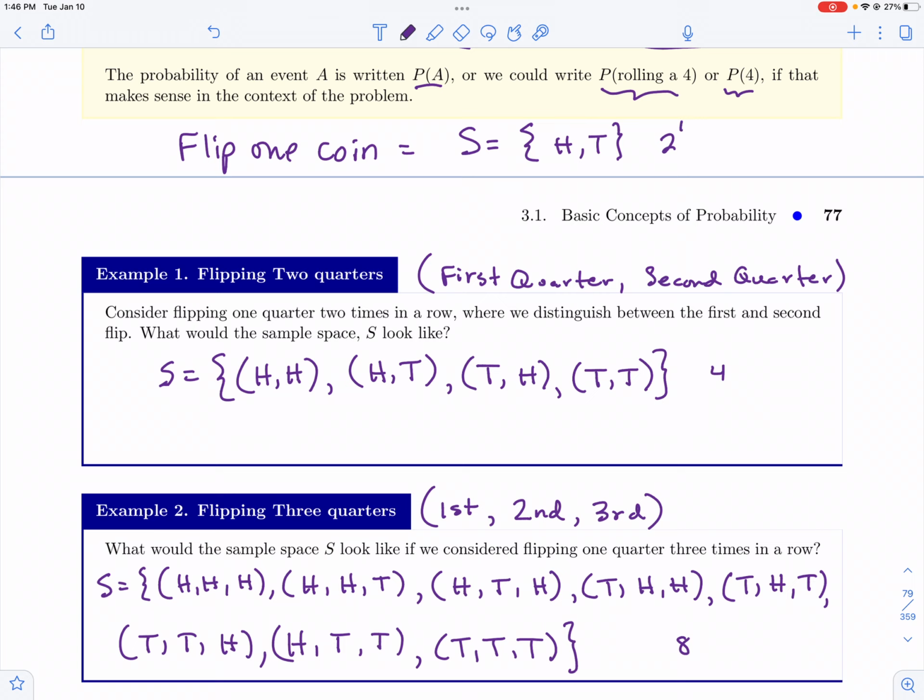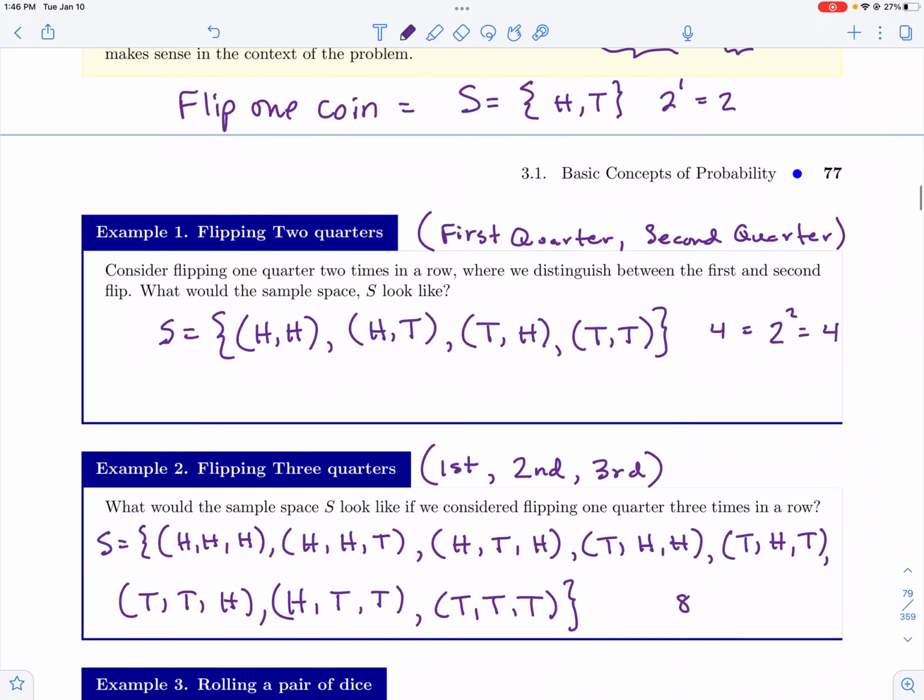but we only flipped 1 coin, so 2 to the first gave us our number 2. For our second one, we had 2 possible outcomes, heads or tails, but we flipped 2 coins. So if I raise that to the second power, that gives me 4. And for the last one, again, we still had 2 possible outcomes, but we had 3 coins. So 2 raised to the third is where my 8 comes from. You can use that little shortcut sometimes if you're trying to figure out whether you got the right number, because it can be tricky to make sure you didn't miss any when you're writing out your sample space.